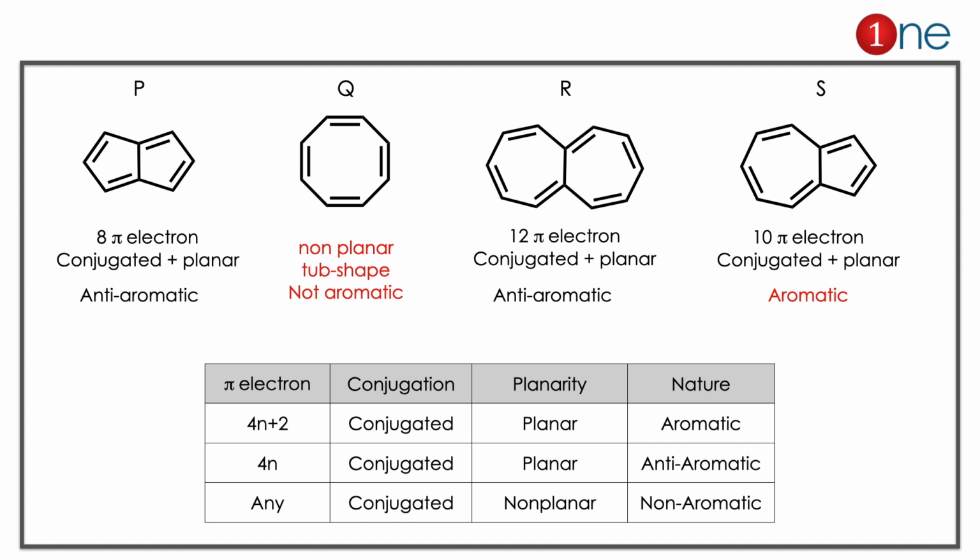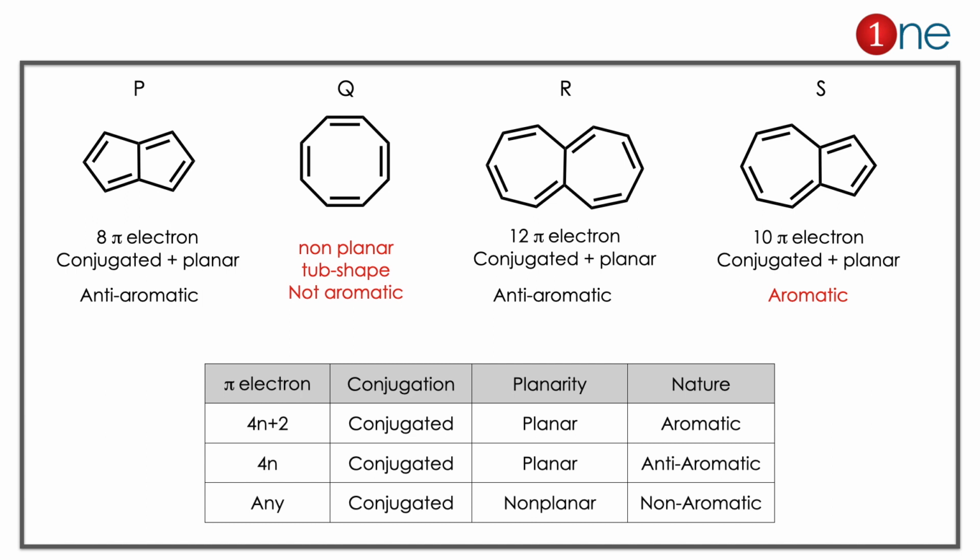Here the table can help you. Basically you have to know the nature of the molecule from the pi electrons, conjugation and planarity. The first one has 8 pi electrons, so definitely it's a 4n system, it is anti-aromatic. If you look at the Q, it's a non-planar molecule. Because of its tub shape, it is not aromatic. Because basic planarity is lost, so it's not aromatic.